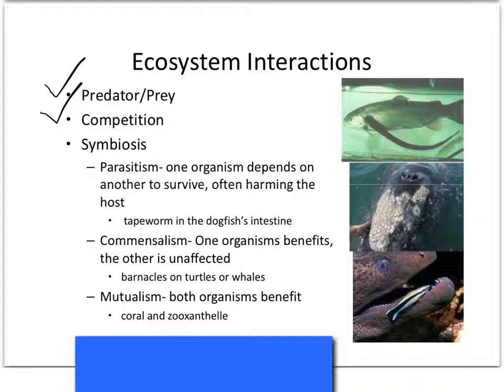Another classic example is this guy over here. This little fish called a cleaning wrasse. He's eating the crud in this guy's teeth. He's getting a free meal. This guy's getting the crud taken out of his teeth, bacteria, parasites, things like that. So everybody's happy. So those are some of the different interactions that you could see in an ecosystem.